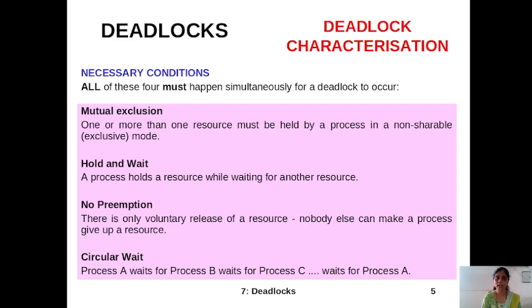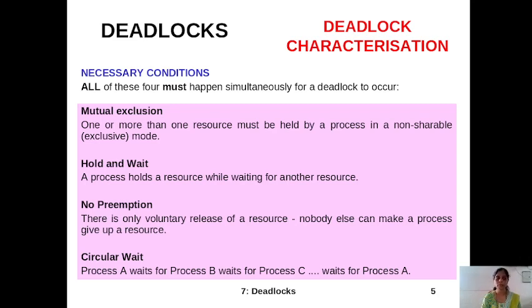What happens in hold and wait? A process is holding a resource and is requesting, or is waiting for, another resource to be released or to be available for moving further. For example, it has a hard disk or a drive available to it. Now it is waiting for a printer to be available to proceed further. So this condition is called hold and wait.